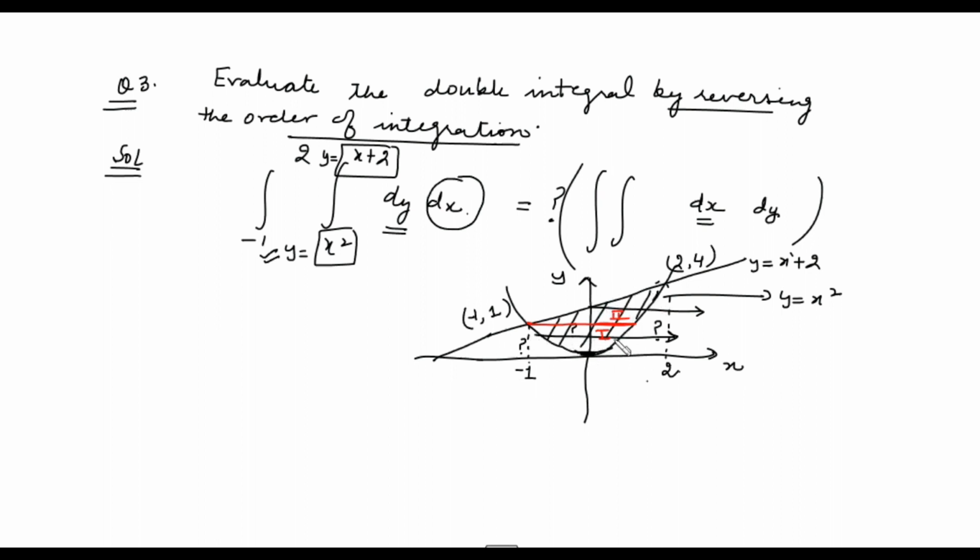If you take a parallel line to x-axis in region 1, the limits for x are from here to here. What is the value of x over here? Our x is minus square root of y, and here the value of x is square root of y. So the limits for x will be minus square root of y to plus square root of y. Over this region, the minimum value of y is 0 and the max value of y is 1.